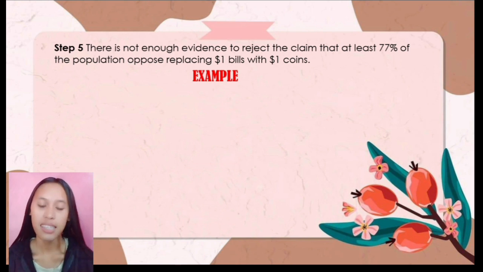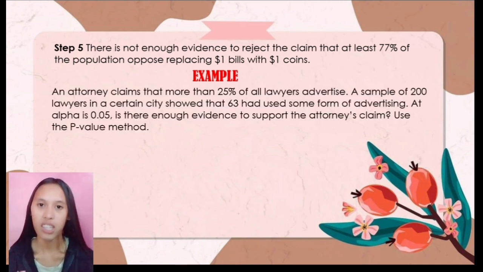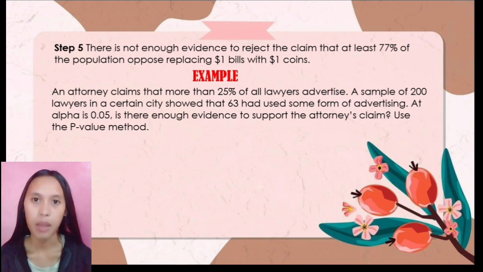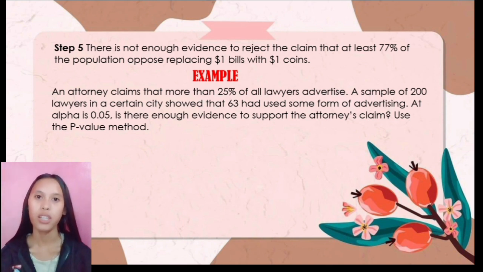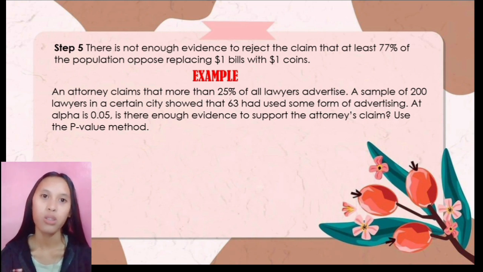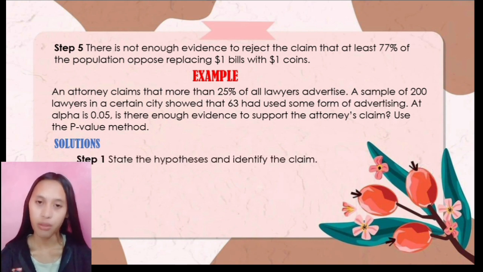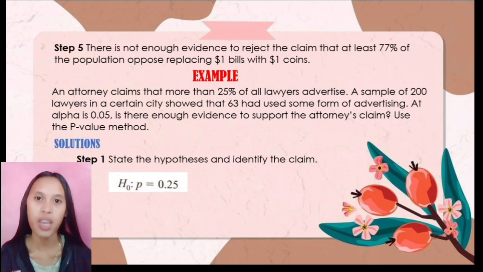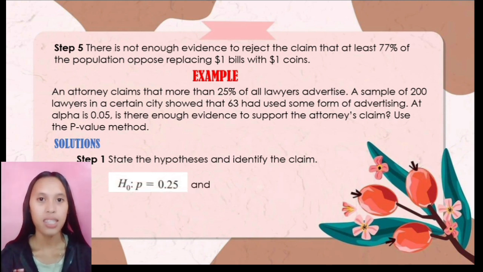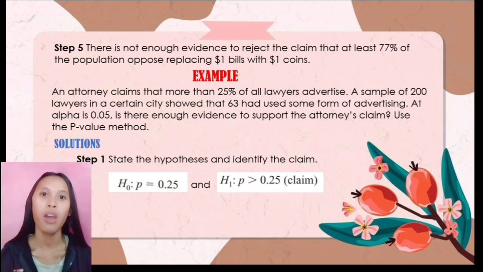For our last example in our z test for proportion, an attorney claims that more than 25% of all lawyers advertise. A sample of 200 lawyers in a certain city showed that 63 had used some form of advertising. At alpha equal to 0.05, is there enough evidence to support the attorney's claim? Use the p-value method. In step 1, let us state the hypotheses and identify the claim. Our hypotheses here are p is equal to 0.25 and p is greater than 0.25, which is the claim.